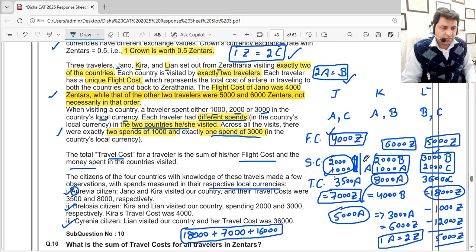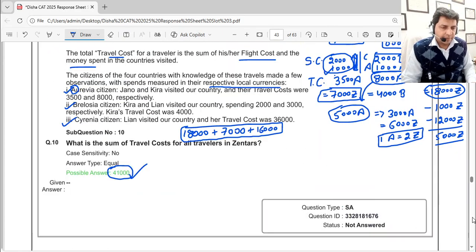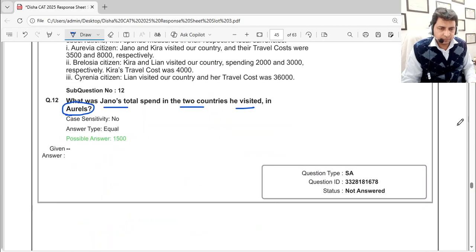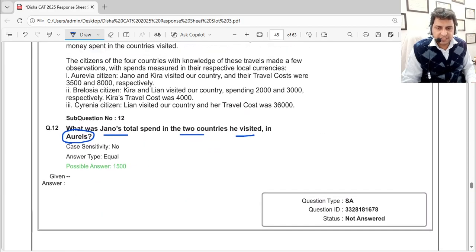Now 2,000 of C, that will become 1,000 of Z, because Z is equal to twice of C, so we're going to get 1,000 Z from here. And 1,000 Z, that means that 2 of Z is equal to 1A, that means 500. So 500 and 1,000, that becomes 1,500. So that is the answer also.